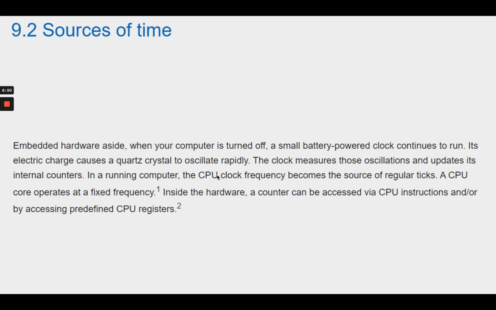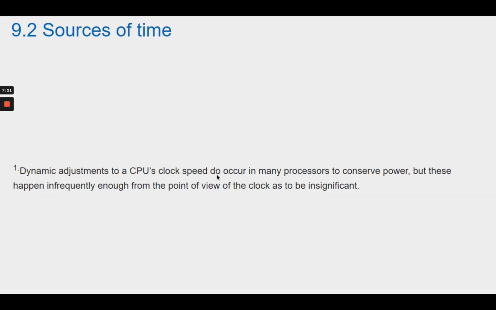Embedded hardware aside, when your computer is turned off, a small battery-powered clock continues to run. Its electric charge causes a quartz crystal to oscillate rapidly. The clock measures those oscillations and updates its internal counters. In a running computer, the CPU clock frequency becomes the source of regular ticks. A CPU core operates at a fixed frequency. Inside the hardware, a counter can be accessed via CPU instructions and/or by accessing predefined CPU registers.